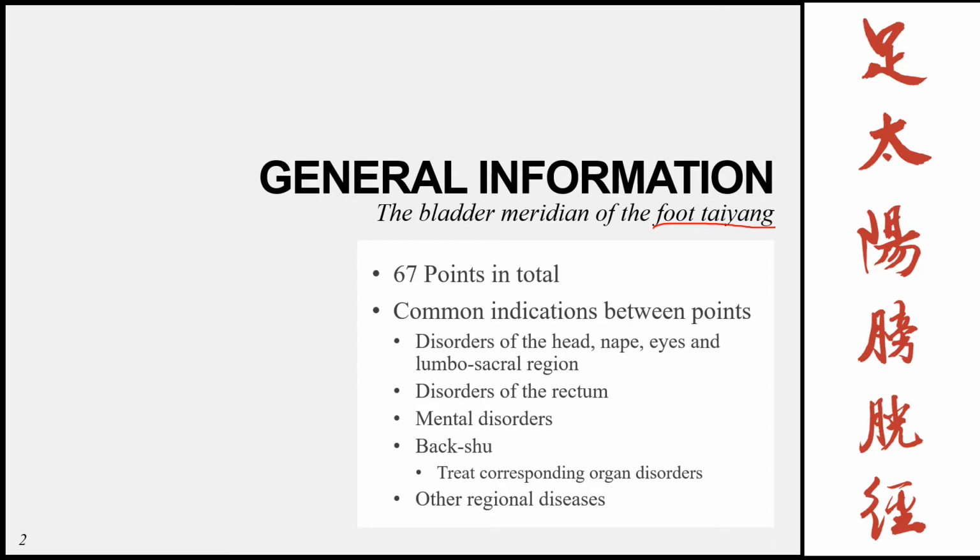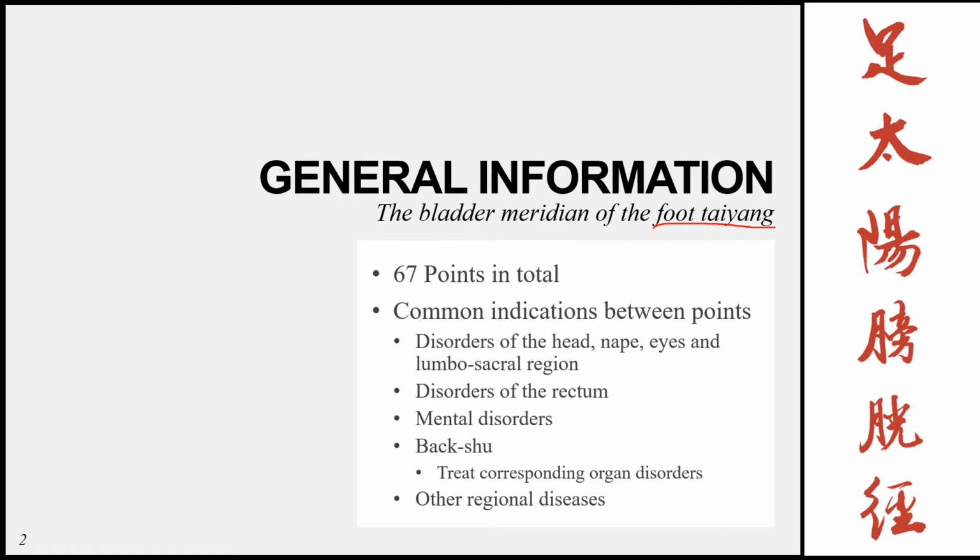This meridian has 67 points in total, and the common indications between points are for disorders of the head, the nape, the eyes, and the lumbosacral region. It can also be used for disorders of the rectum, mental disorders, and then because all the back shu points lie on the bladder meridian, the bladder meridian has a much larger range of indication, as each back shu point can be used to treat its corresponding organ's disorder.